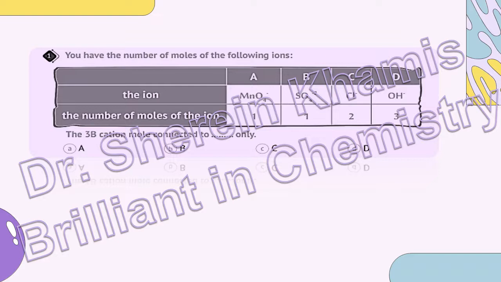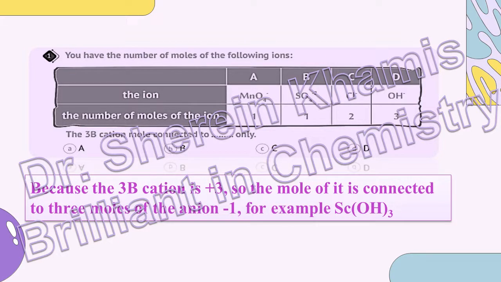If we discuss our question, the 3+ cation mole is connected to what only? We have here a 3+ cation. 3+ means that we have the charge on the metal, like scandium, Sc plus 3. So the mole is connected to 3 moles of the anion negative 3. So if we take 3 moles of hydroxyl here, what will be the result?